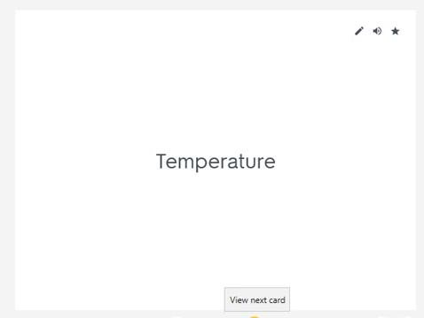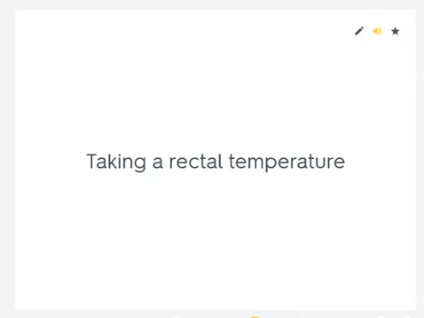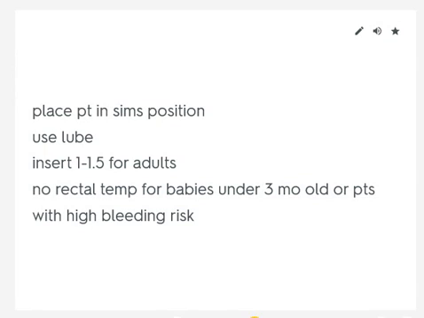Temperature. Taking a rectal temperature. Place PT in Sims position. Use lubricant. Insert 1 to 1.5 inches for adults. No rectal temp for babies under 3 months old or PTs with high bleeding risk.